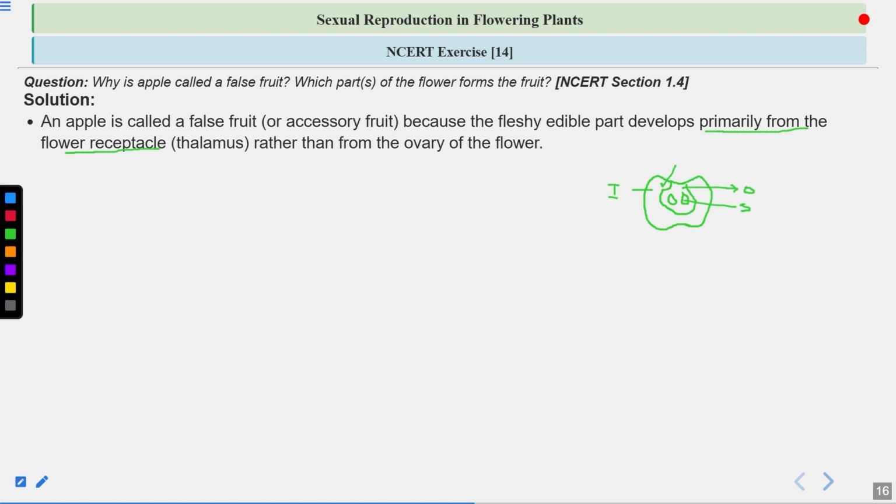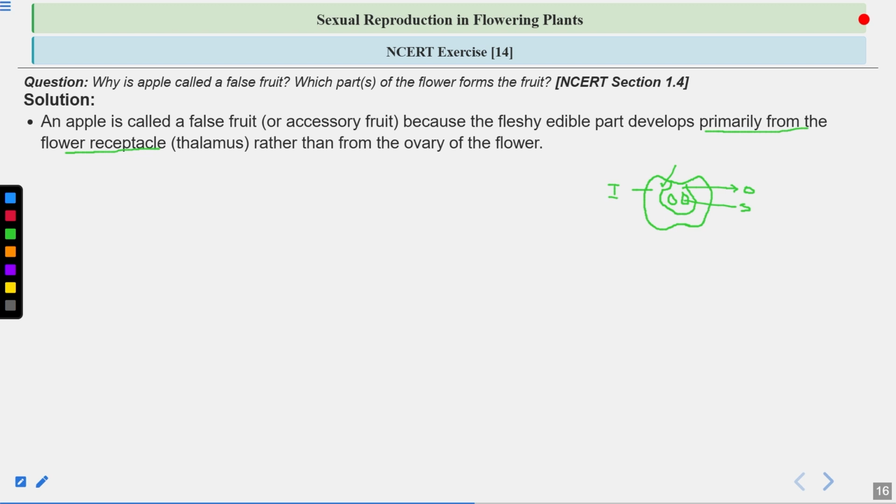It means the true fruit is that fruit in which the ovary transformed into fruit. The ovary itself transformed into fruit and stored the food material, right? Sir, so in apple, the thalamus wall becomes the pericarp. Yes, it is the pericarp. This is the fleshy part that is edible, right?